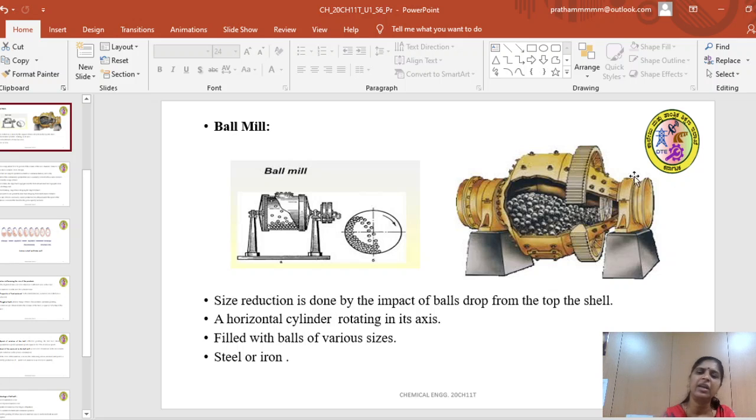So this is a horizontal cylinder which will be rotated on its axis. Usually the speed of rotation of the ball mill should be less than the critical speed. Then only the fine reduction of the solids of the feed material will take place.